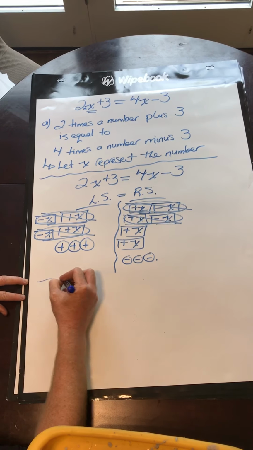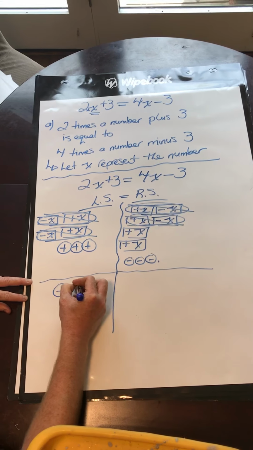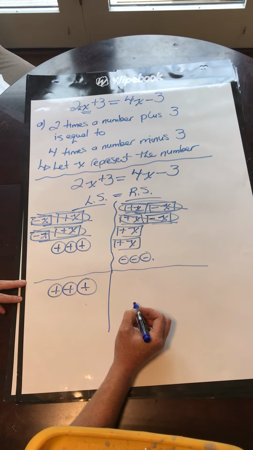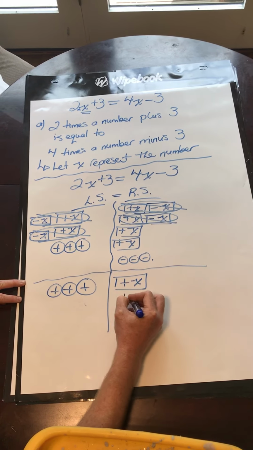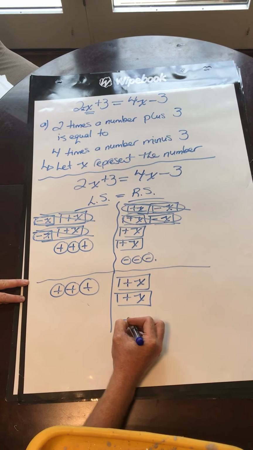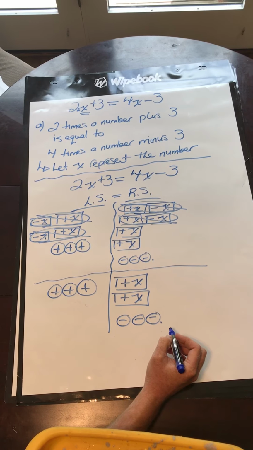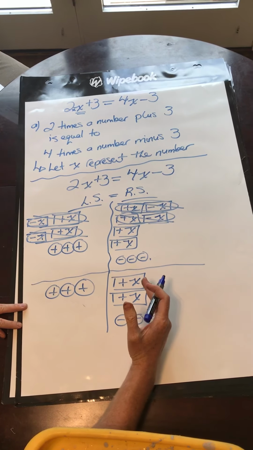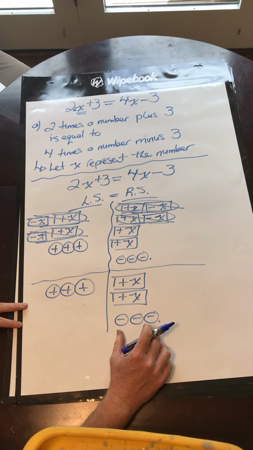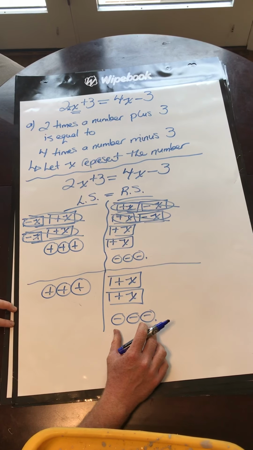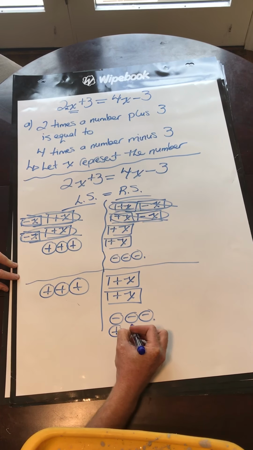Okay, and I'm just going to simplify again. So on the left side, I have 3 positive tiles, and on the right side, I have 2 positive x tiles and 3 negative tiles. Okay, I just want x tiles on the right side. And I have these 3 negative tiles here, so I got to get rid of them. How do I get rid of them? Well, I make some zero pairs. How do I make zero pairs? Well, I'm going to add 3 positive tiles.